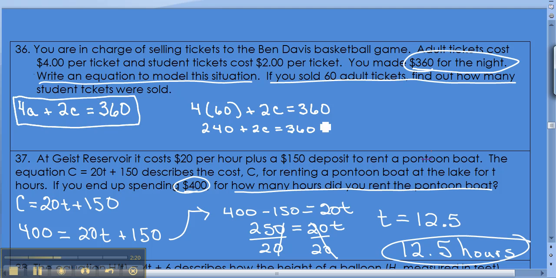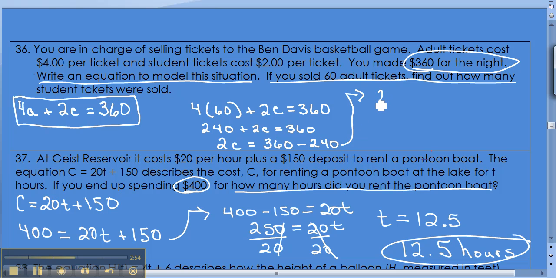We're going to move the 240 over to the other side of the equal sign. So that leaves us with 2C on the left. When the 240 comes over, you want to write it second because it's moving over and you're subtracting it. It was a positive here, so when you move a positive value over, you subtract it. So you have 2C equals 360 minus 240, and go ahead and simplify that.